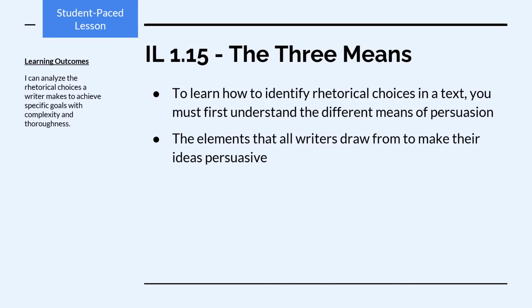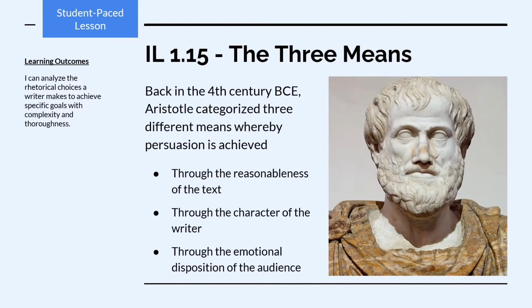To learn how to identify rhetorical choices in a text, you must first understand the different means of persuasion. That is, the elements that all writers draw from to make their ideas persuasive. Back in the 4th century BCE, Aristotle characterized 3 different means whereby persuasion is achieved. He said that persuasion could be achieved through the reasonableness of the text, through the character of the writer, and through the emotional disposition of the audience.